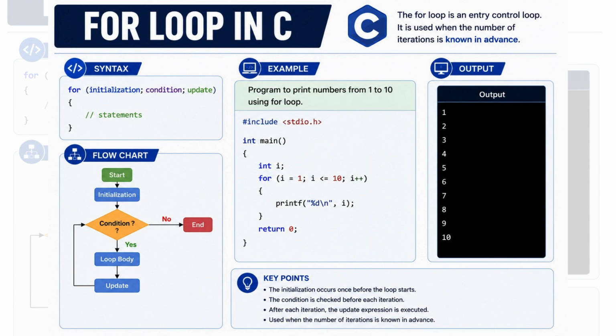Next, the condition is evaluated. If the condition is true, the statements inside the loop body are executed. After the loop body finishes, the update expression runs and the process repeats. Let's look at the example.